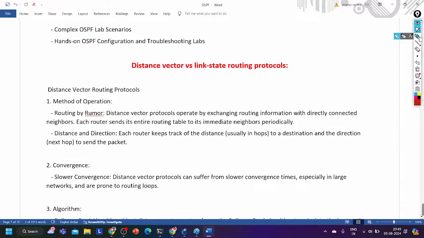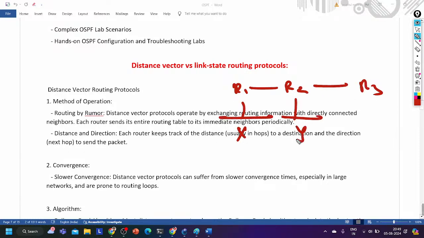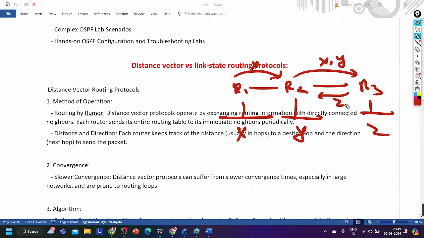Like I have a topology like this: R1, R2, and R3. Here I have one LAN X. Here I have one LAN Y. Here I have one LAN Z. So router 1 is going to advertise the X network to router number 2. Router 2 is going to advertise X and Y networks to router number 3. And router 3 is going to advertise the Z network. Router 2 is going to advertise Y and Z networks to router number 1.